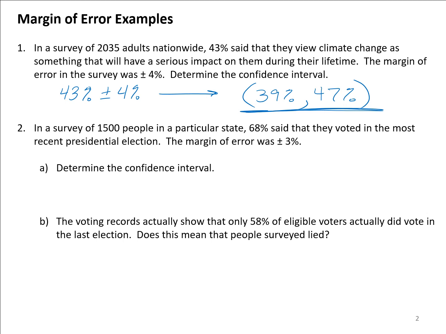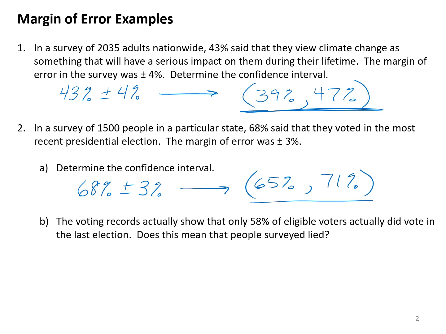A second example. In a survey of 1,500 people in a particular state, 68% said that they voted in the most recent presidential election with a margin of error of 3%. All right, so let's determine the confidence interval. We would take the statistic, 68%, and add and subtract that 3%. Again, starting with the low number, 68 minus 3 would be 65%, and then adding the 3% to get the high number, 68 plus 3 is 71%. So the idea here is that this confidence interval is giving us a very likely region for the true percentage of people who voted in the most recent presidential election.